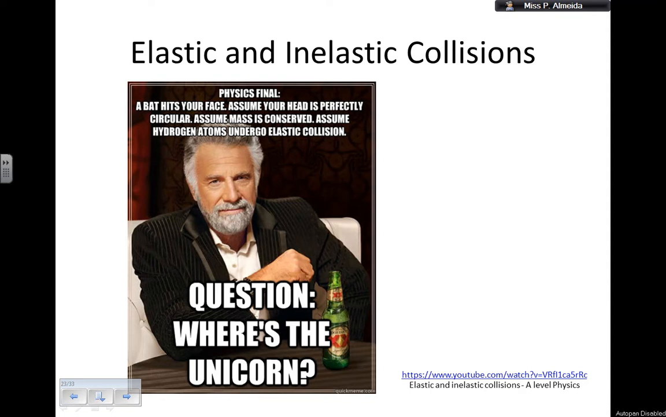Hey everyone, so today I'm going to be doing a video on elastic and inelastic collisions. This is still to do with force and momentum, and if you don't know about momentum and even about kinetic energy, go to my previous videos and look for information on those, because otherwise it's going to be a little bit hard for you to understand these collisions, okay?